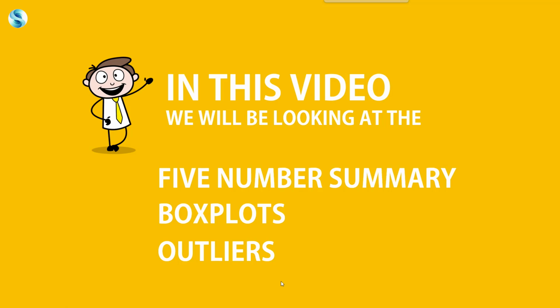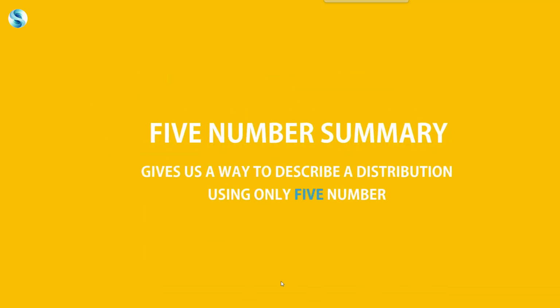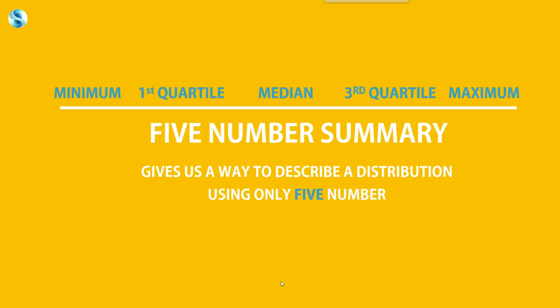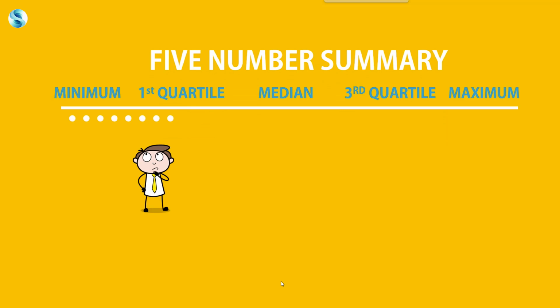In this video, we will be looking at the 5-number summary, boxplot, and outliers. The 5-number summary gives us a way to describe a distribution using only 5 numbers. These 5 numbers include the minimum, first quartile, median, third quartile, and the maximum. So, if we took a sample and measured some random quantitative variable, we could order these values from smallest to largest and use the 5-number summary to describe the distribution.